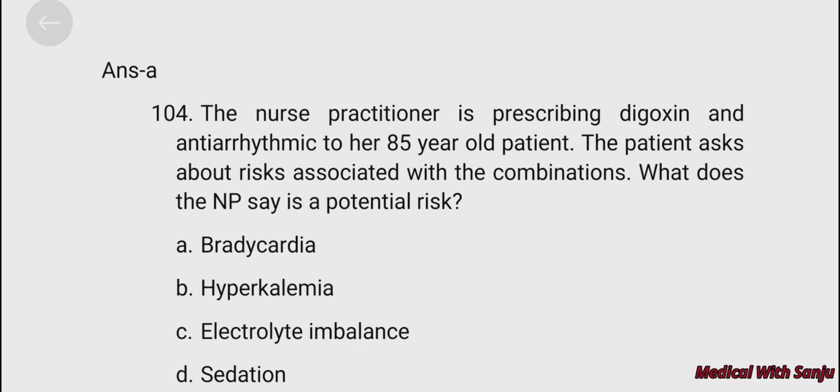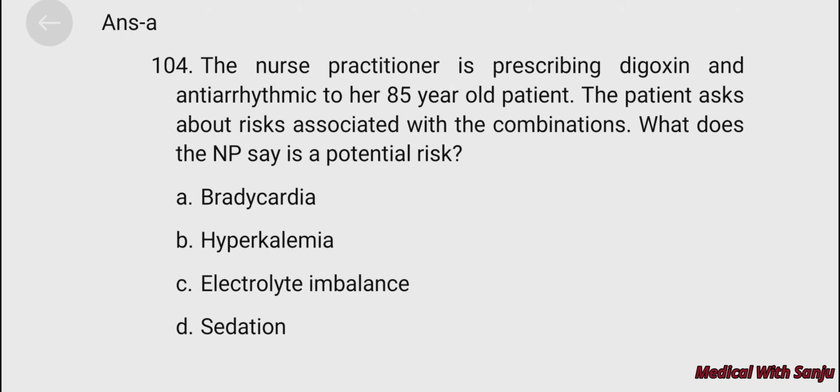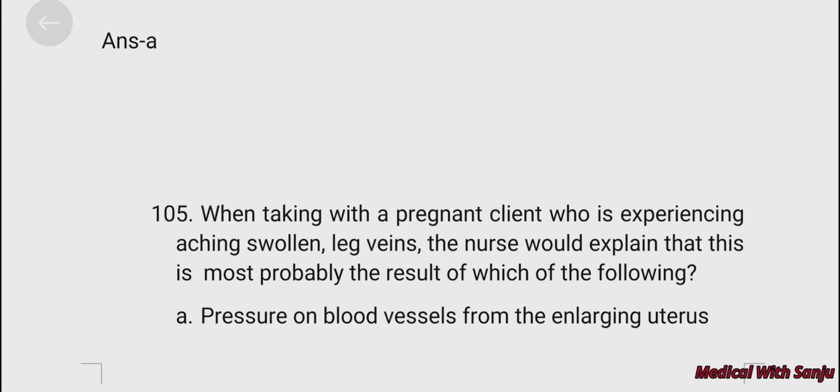Question number 104. The nurse practitioner is prescribing digoxin and an anti-arrhythmic to her 85-year-old patient. The patient asks about risk associated with the combination. What does the NP say is a potential risk? Option A, bradycardia. Option B, hyperkalemia. Option C, electrolyte imbalance. And option D, sedation. Bradycardia is the right answer.